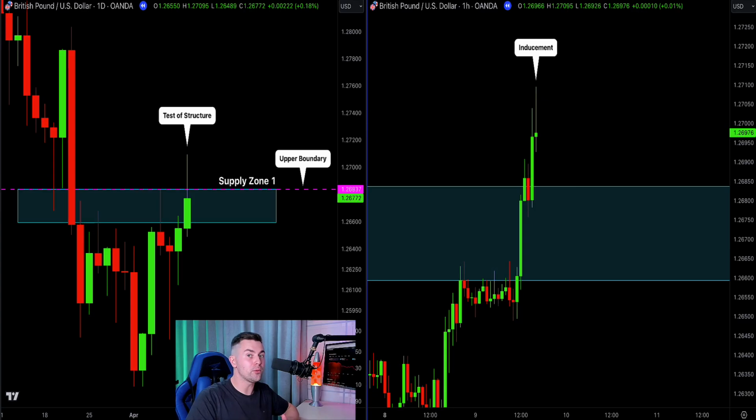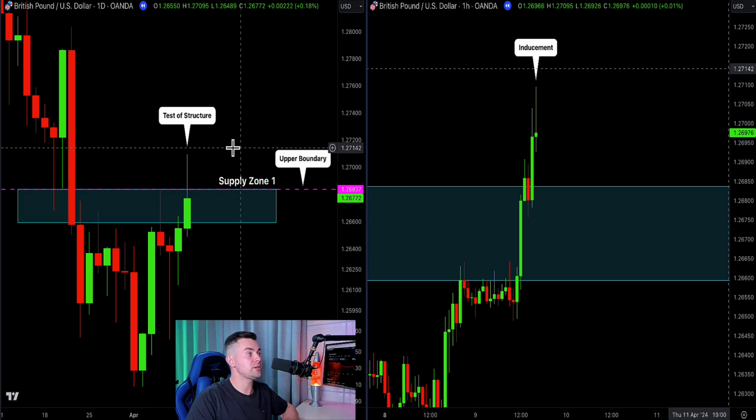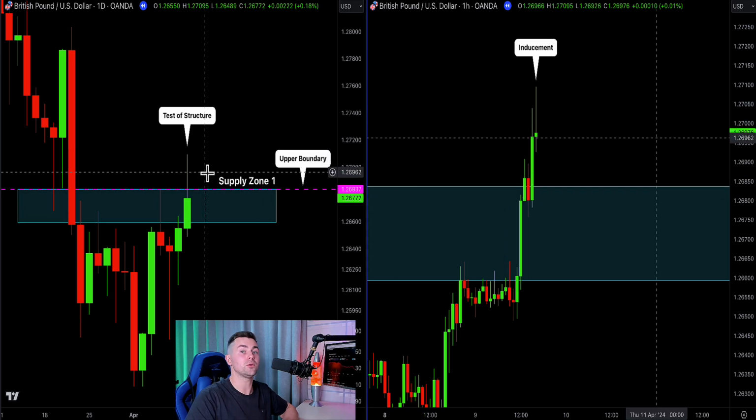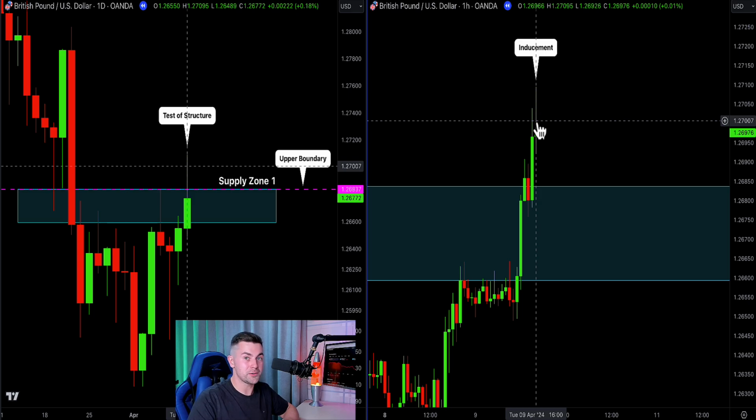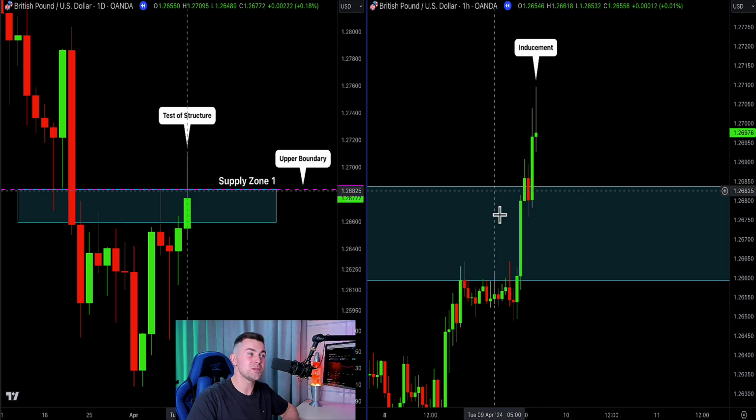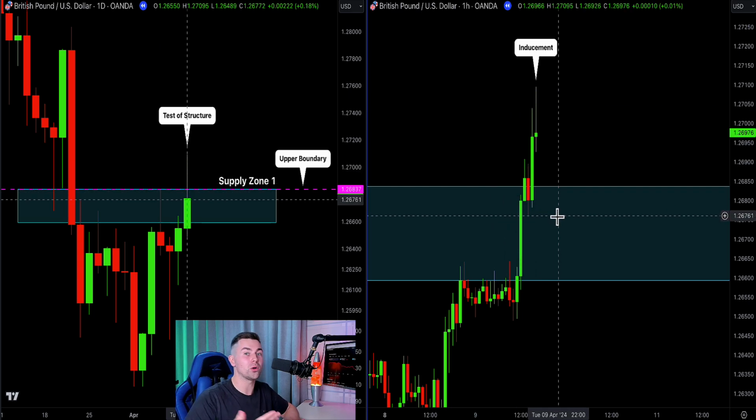And here's how the bullish inducement looks. After the test of a daily supply zone on a pound-dollar pair, you can see that the price went higher on an hourly time frame, and we see the violation of our liquidity zone.